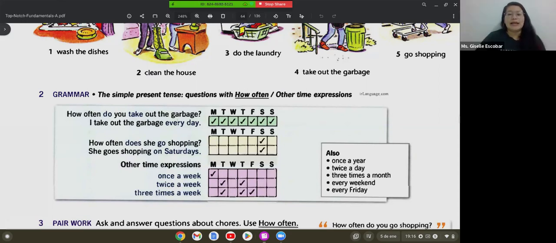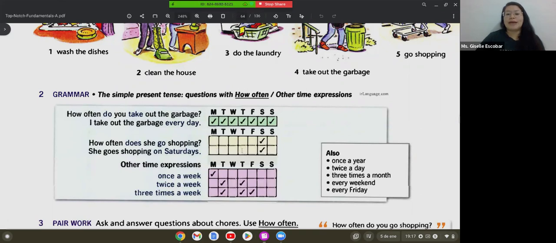Exactly. And in the answer, we can see she goes shopping on Saturday. Va a comprar o se va de compras los sábados. So every Saturday, cada sábado. That's why we have the checks right here. Y aquí podemos ver los chequecitos.